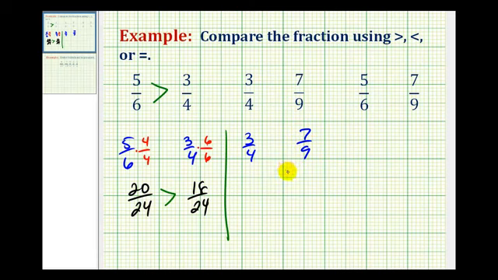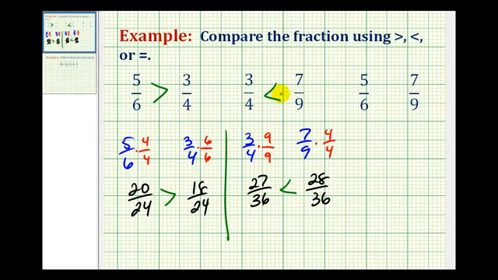Now to compare 3/4 and 7/9, we'll rewrite these with a common denominator of 36, which we can obtain by multiplying 4 times 9. Which means we have to multiply this first fraction by 9 over 9, and the second fraction by 4 over 4. So 3/4 is equal to 27/36, and 7/9 is equal to 28/36. And now we can see that 28/36 is larger than 27/36, or we can say that 27/36 is less than 28/36. Therefore, 3/4 is less than 7/9.